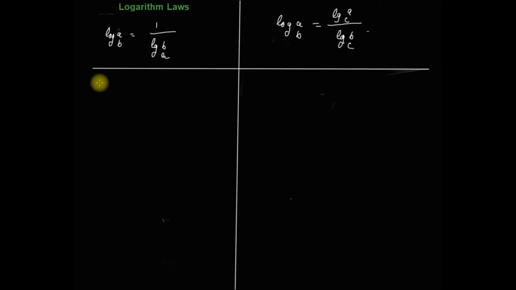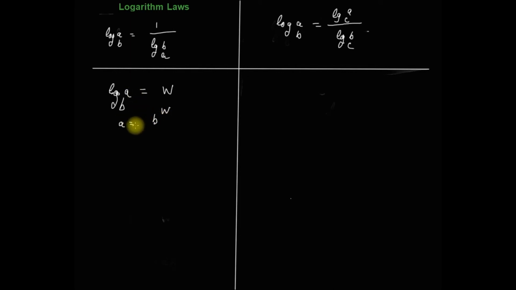Okay, to prove the first relationship, I set log base b of a to be w. So by definition of the logarithms, I can write a is equal to b to the power w. These two statements are interchangeable.